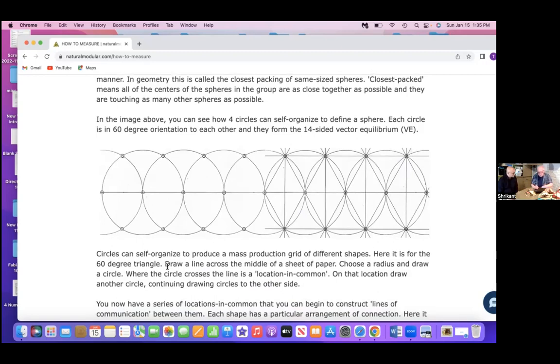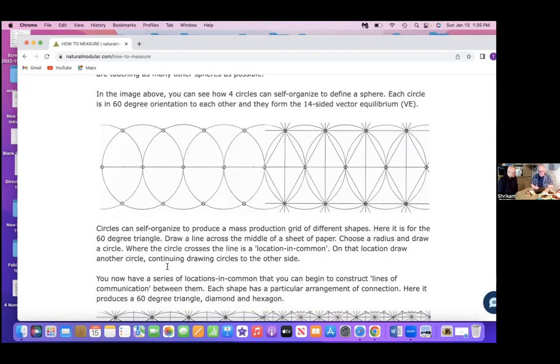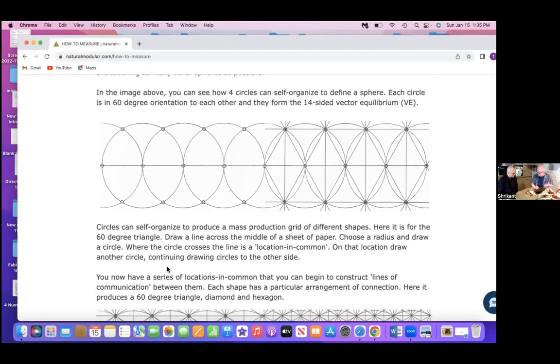So here you see that we're connecting, it makes the hexagon and makes these 60-degree diamonds, as well as the 60-degree triangle. So in self-organizing, a pattern that's self-organizing, self-stabilizes. So you see that the triangle is the only self-stabilizing shape.